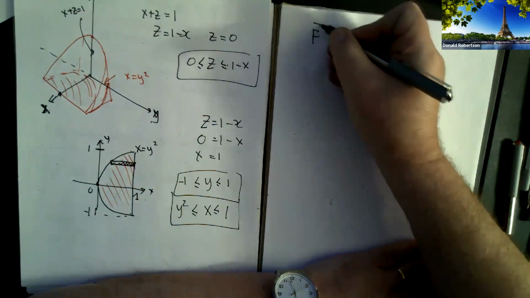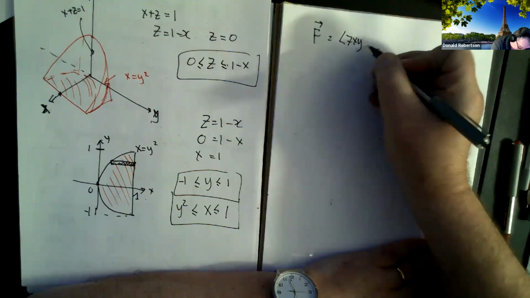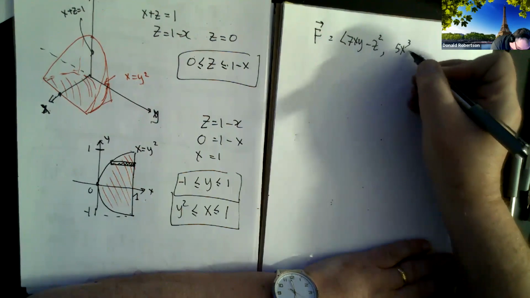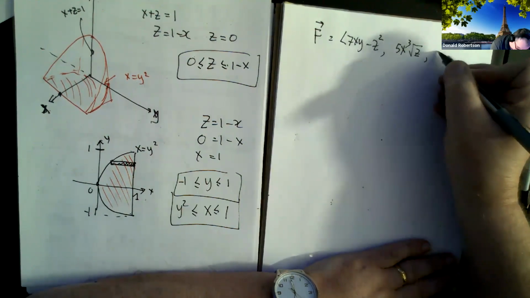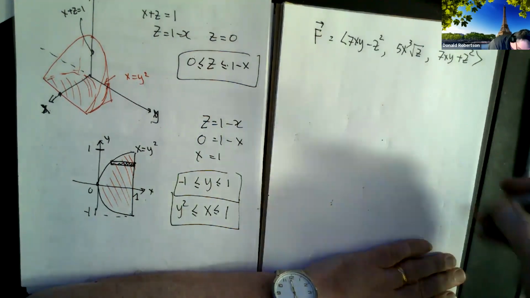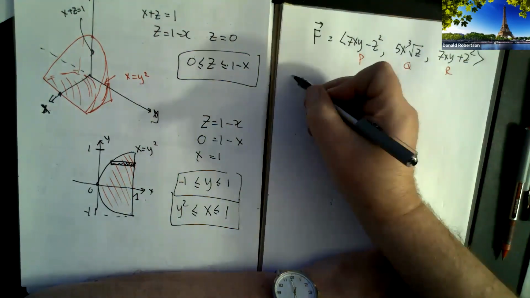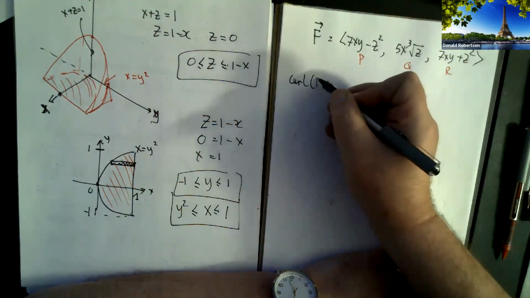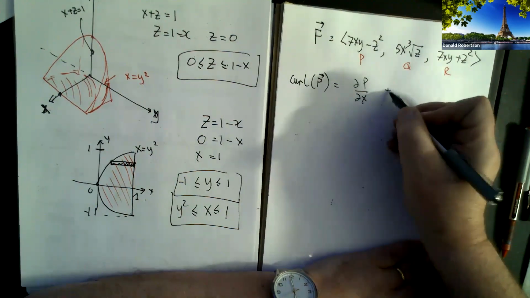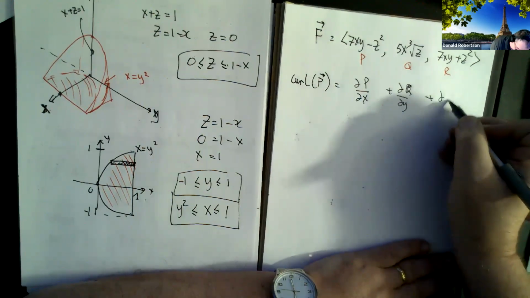Now the vector F is 7xy minus z squared, 5x cubed, and 7xy plus z squared. And so let's find the curl of F, because that's the last piece of the puzzle that we need, which is this guy, that guy, and that guy.